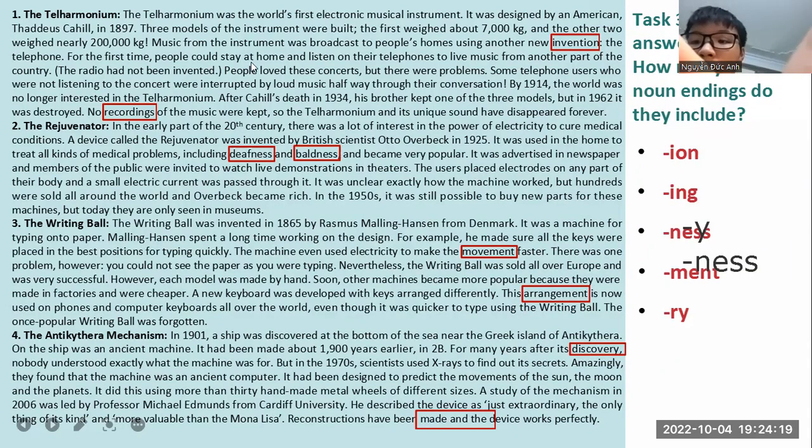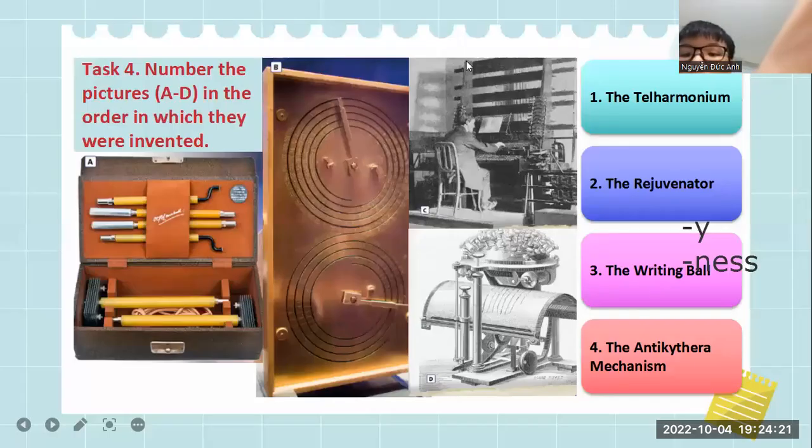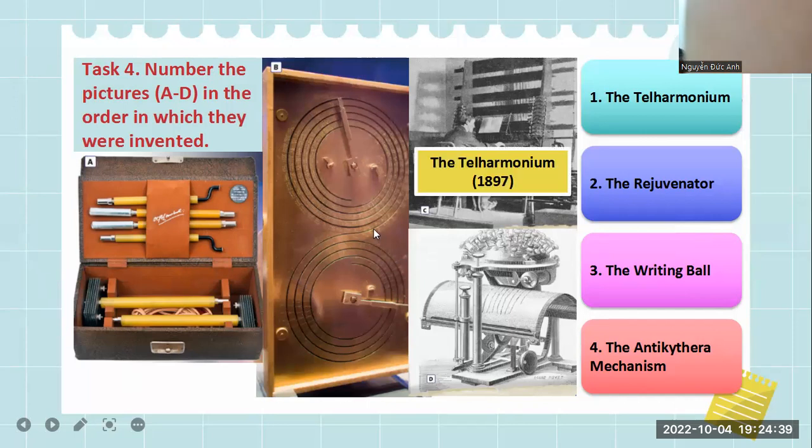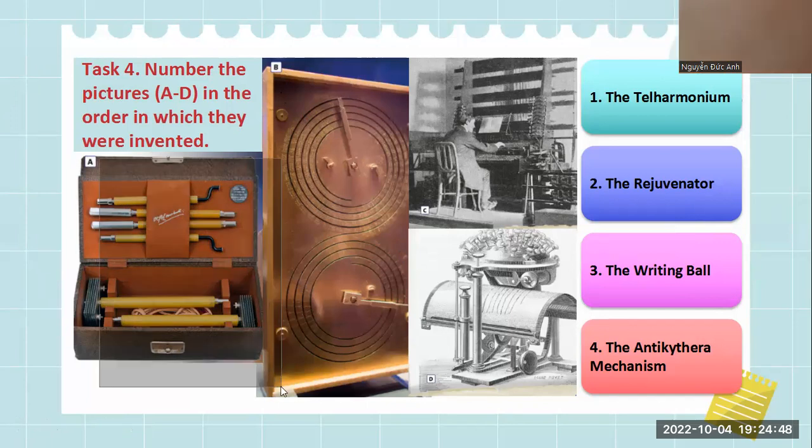Very good, Anne. So now, Anne, in task 4, I want you to number the pictures A to D in the order in which they were invented. You can just put number 1 to A, 2 to B, like that, 1 to 4 only.